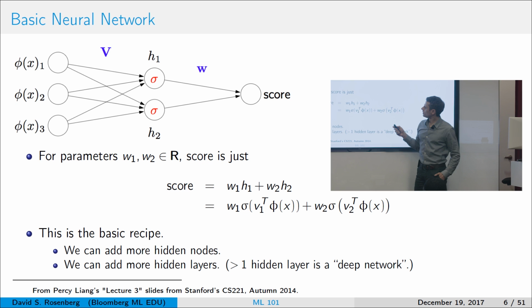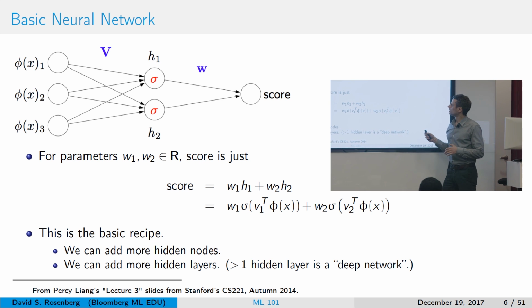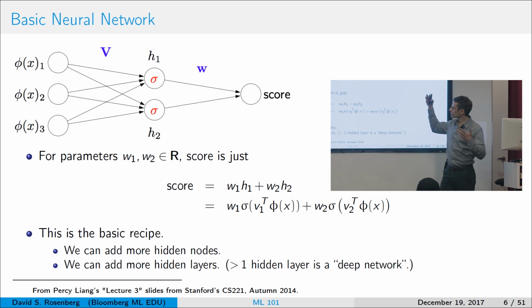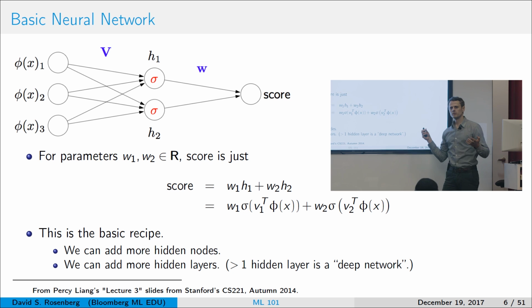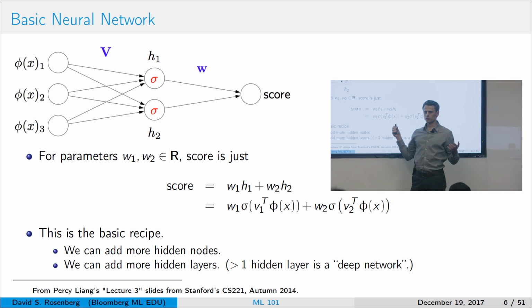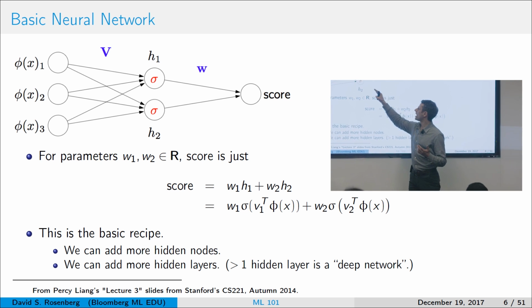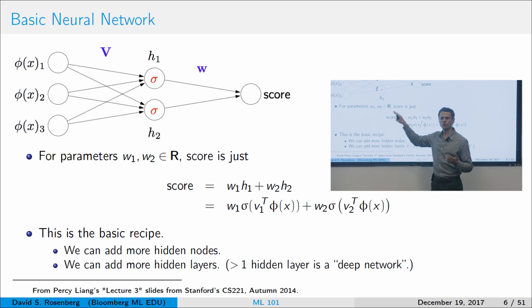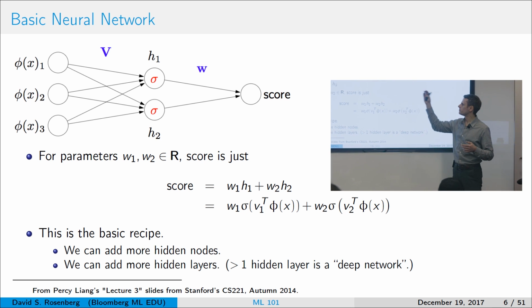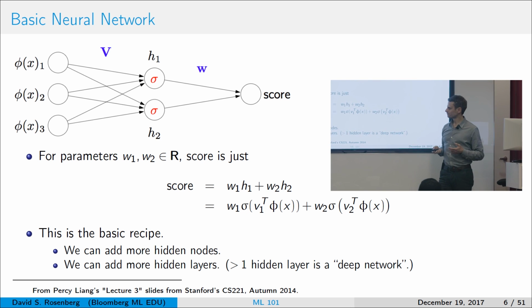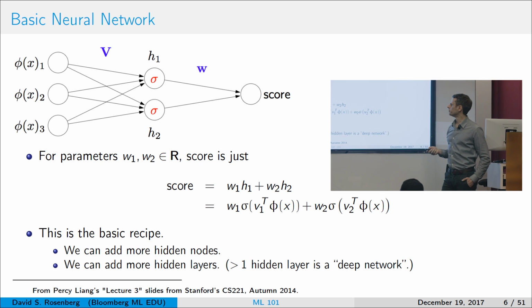So let's talk a little bit. This is the core structure. We can make multilayer perceptrons with different shapes. You can add as many hidden nodes as you want. You can add multiple layers, just repeating the same basic layout. And we'll go into a little more detail on that later on.